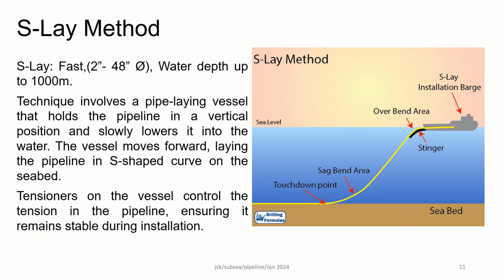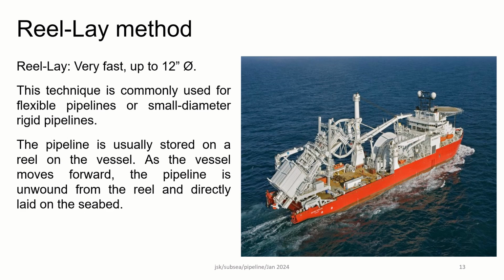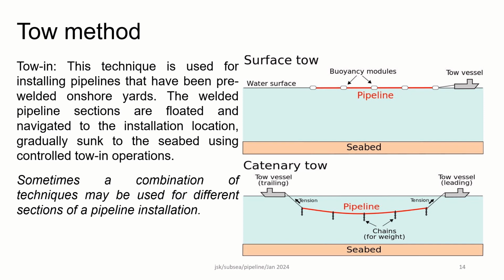So basically, for laying, we have different techniques for offshore. What we call the S-lay technique, wherein the pipeline is laid in the form of an S shape. Then we have the J-lay method. In addition to this, we have pipelines that are spooled on reels, and with the help of vessels, they are laid offshore. These pipelines are of smaller diameter, up to around 12-inch, and most of the time they are flexible pipelines, while rigid pipelines are of lesser diameter. Then we have the technique wherein prefabricated pipelines from the yards are towed in smaller segments and gradually lowered onto the seabed.